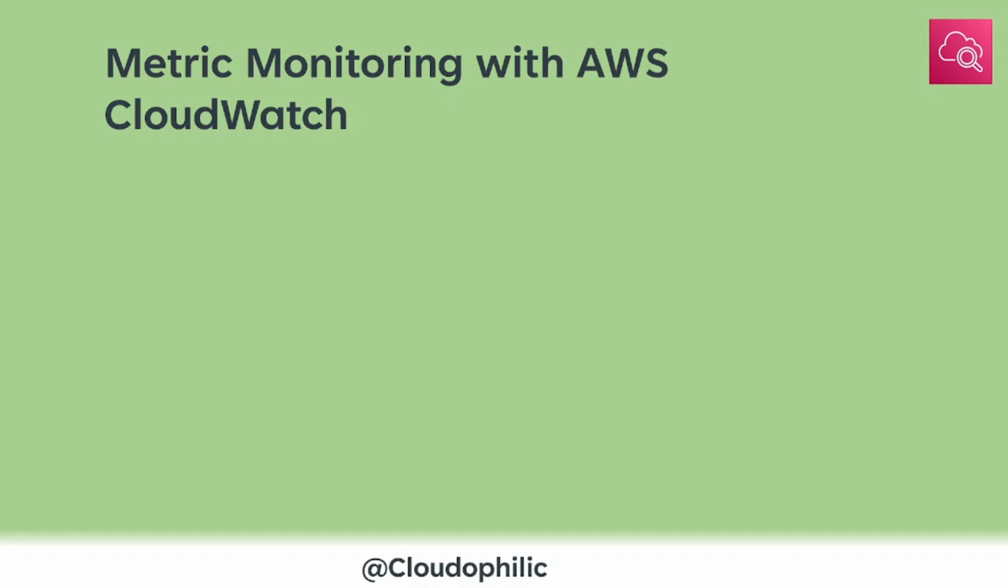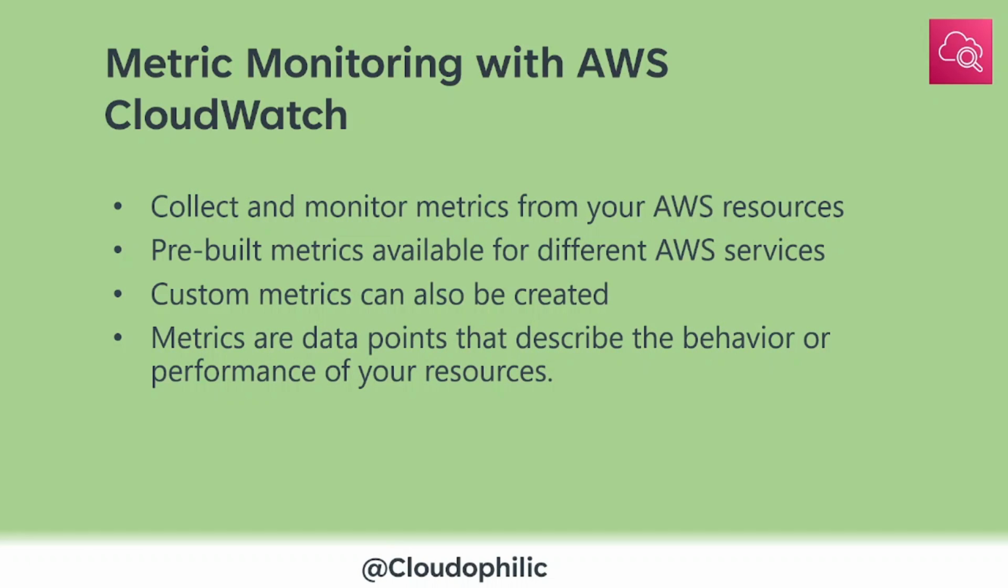Metric monitoring in AWS CloudWatch. So basically, CloudWatch collects and monitors metrics from your AWS resources. There are pre-built metrics available for different AWS services. You can also create custom metrics. Metrics are actually data points that describe the behavior or performance of your resources. So as I told earlier, CPU utilization, memory utilization, etc., are all metrics.